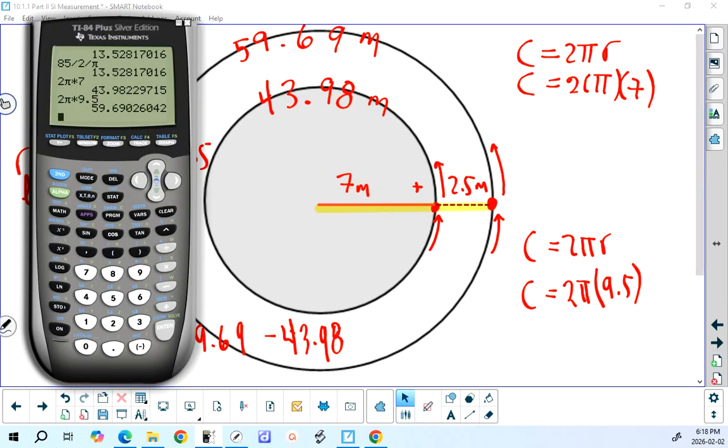So let's take that. If you just hit the minus key, that's what will pop up. And then we can type 43.98. The answer to the question is about 15.7 meters.